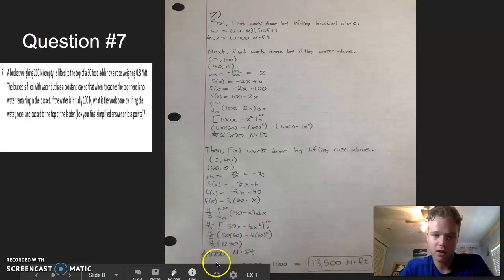So after that, we're not done yet. We have to add up all three of these numbers to find the total work done, and the total work done is 13,500 newton feet.